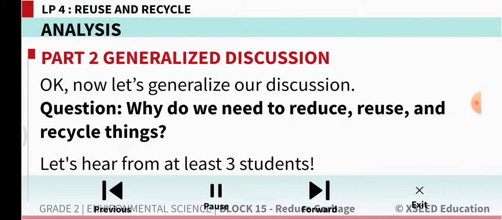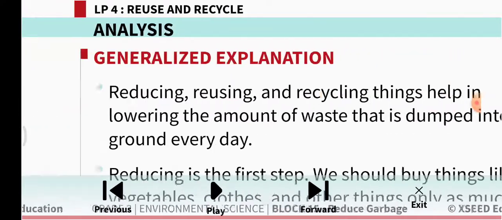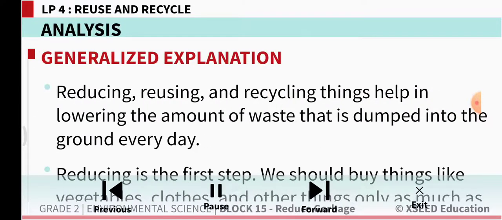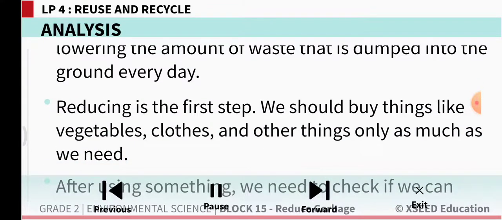Why do we need to reduce, reuse, and recycle things? Reducing, reusing, and recycling help in lowering the amount of waste that is dumped into the ground every day. Reducing is the first step. We should buy things like vegetables, clothes, and other things only as much as we need. How many vegetables we need in the week, that many only we have to buy. Don't buy extra. Clothes, how many we need? That many only we should buy. Don't buy extra. And even other things also.